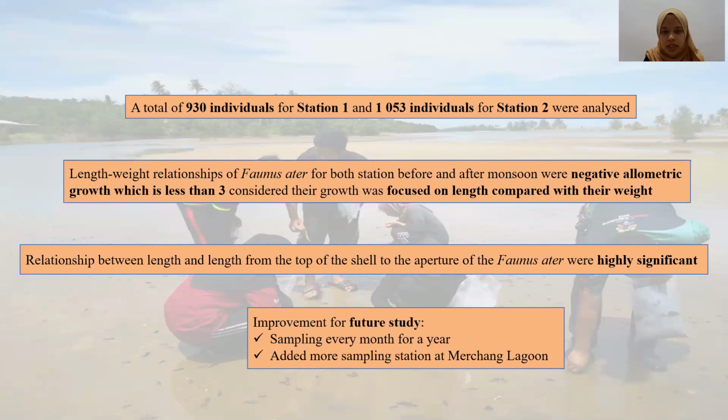All the Faunus ater were highly significant on length-length relationship. For those who want to do this experiment, they must improve their study by sampling every month for a year and then adding more sampling stations at Merchang Lagoon.